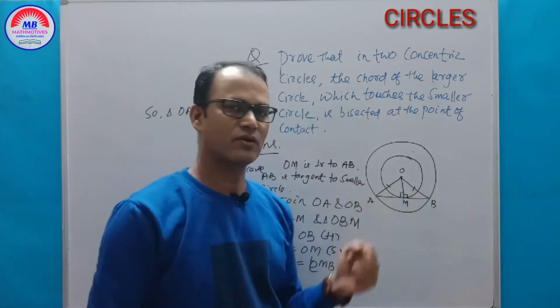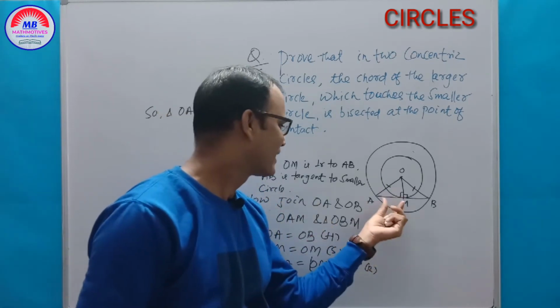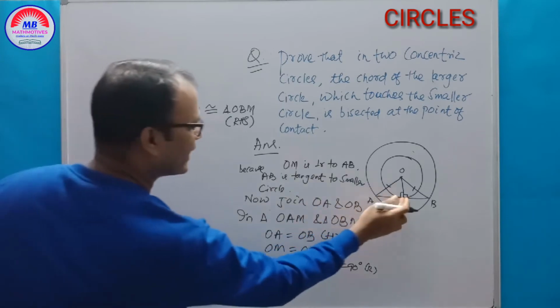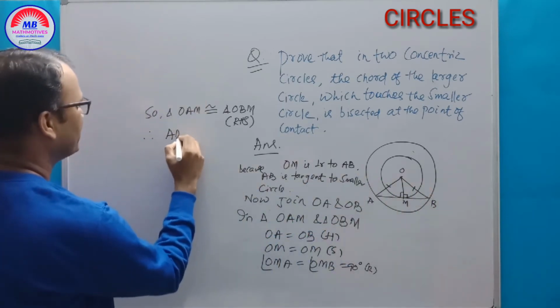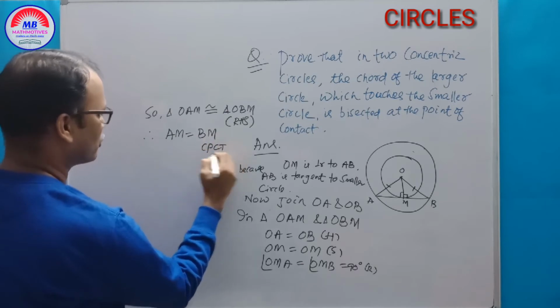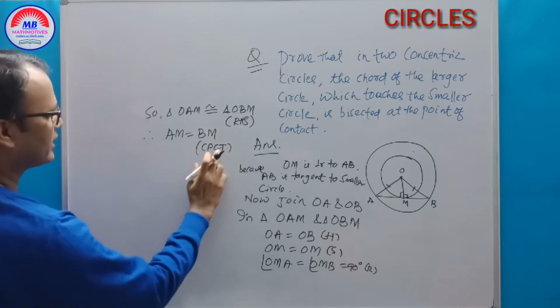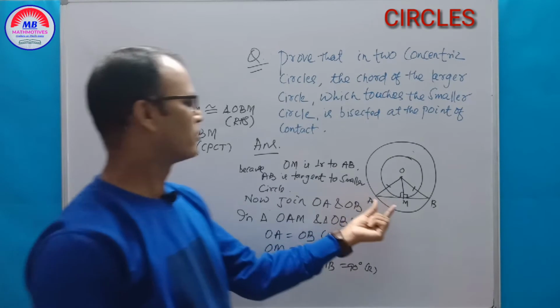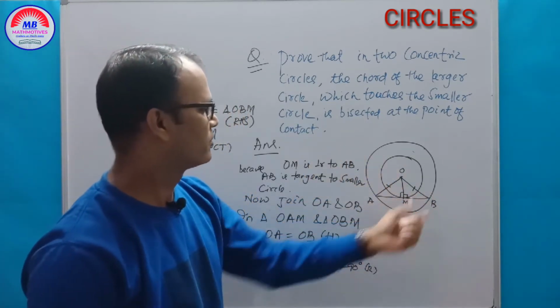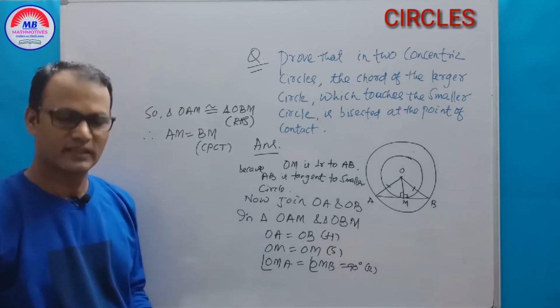If two triangles are congruent to each other, then the corresponding parts will be equal. Hence AM equals BM, CPCT, corresponding parts of congruent triangles. So AM equals BM, it is proved. OM is perpendicular, so AM equals BM. Clear? The next question.